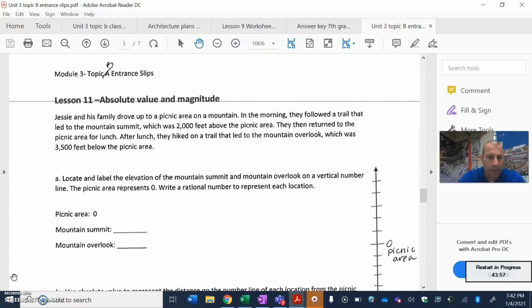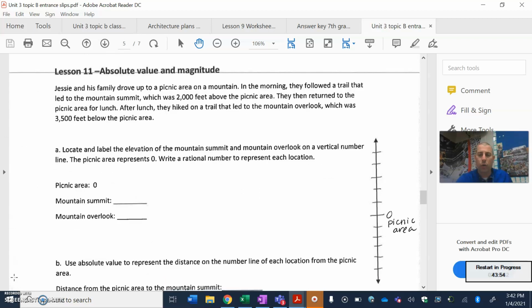Lesson number 11: absolute value and magnitude. Very similar ideas here. From your notes last night, absolute value is distance from zero on a number line, and the magnitude of something is the impact it has. We find the absolute value in order to consider the impact. Even though it's a negative number, it can have a really big impact, even though negative 900 is a small number compared to the number 3.